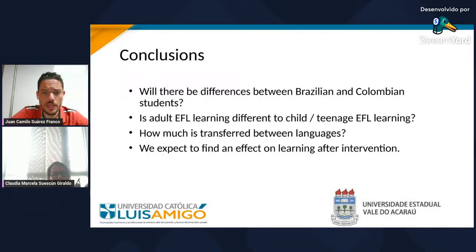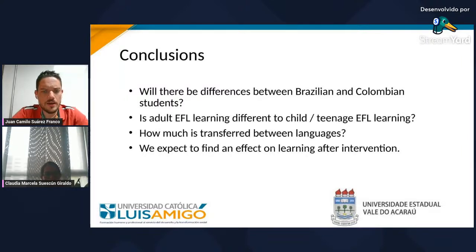First of all, we would like to know the differences between students from both countries in the exercise of implementing the research. As Professor Marcela said, maybe cultural aspects could influence or determine some processes, and that's something that we want to figure out. Similarly, we would like to find out if adult learning differs significantly from that of children or adolescents based on what we can observe in the interventions we have.